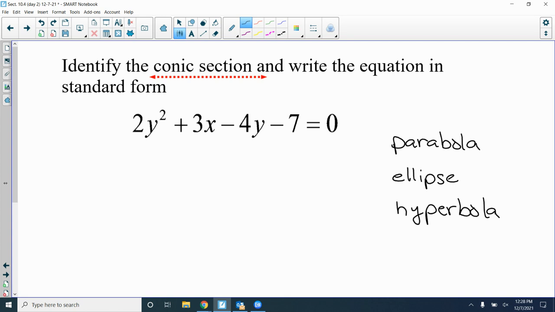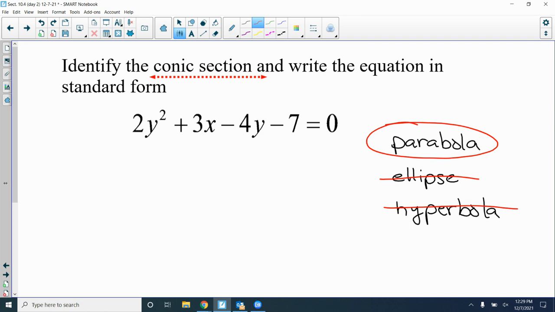Is it a hyperbola? It is not a hyperbola. Can you tell me why it's not? Why wouldn't it be a hyperbola, Maddie? Is it a y squared? Yeah, there's only one thing squared. So what does that make it then, Maddie? Parabola. When you only have one term squared, it's got to be a parabola. You have to have the x squared and the y squared to have an ellipse or hyperbola.